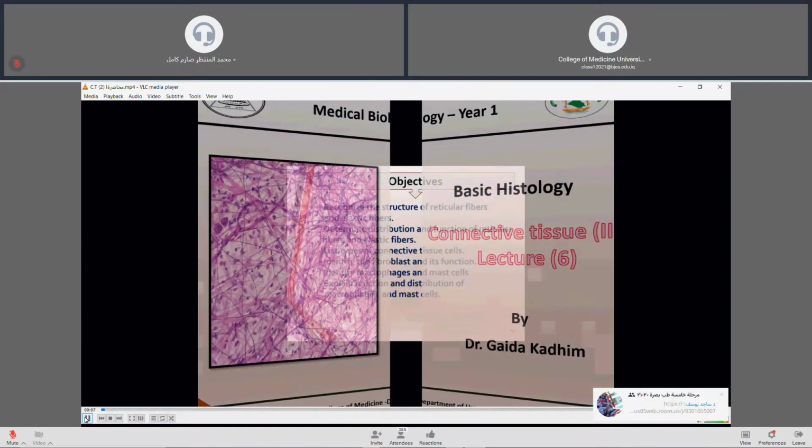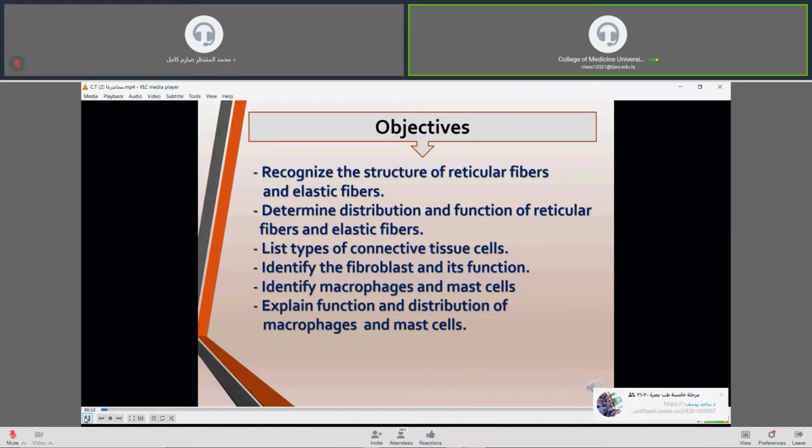The main objectives for this lecture include: recognize the structure of reticular fibers and elastic fibers, determine the distribution and function of reticular fibers and elastic fibers, list the types of connective tissue cells, identify the fibroblasts and its function, identify macrophages and mast cells, explain the function and distribution of these cells.